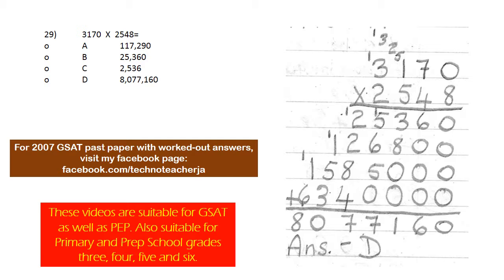Then write 5 times 1 is 5. 5 plus 3 is 8. So you write an 8 under the 2. And then 5 times 3 is 15. So you write 5 under the 1 and carry a 1 beside it.